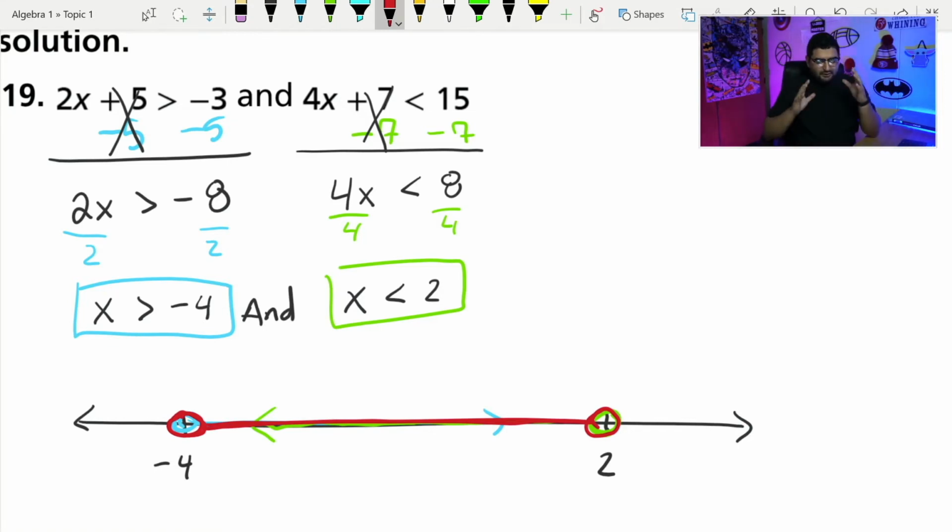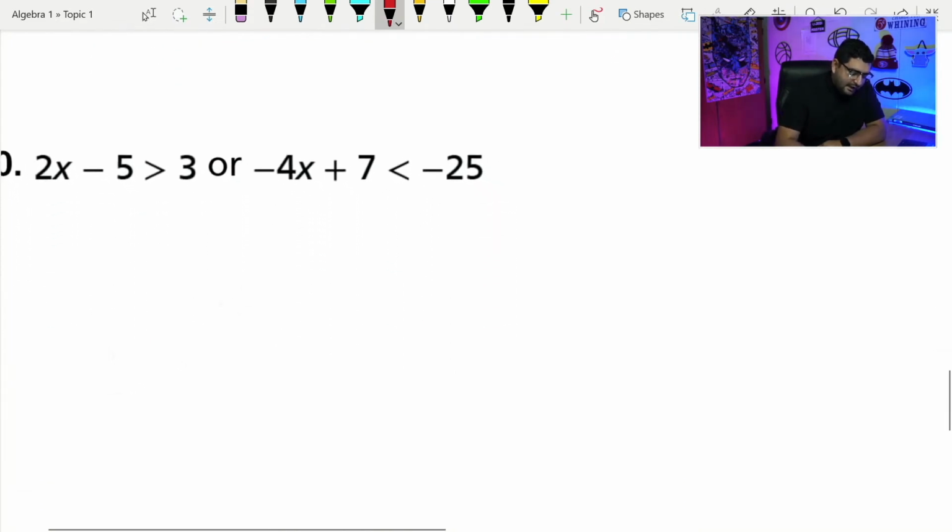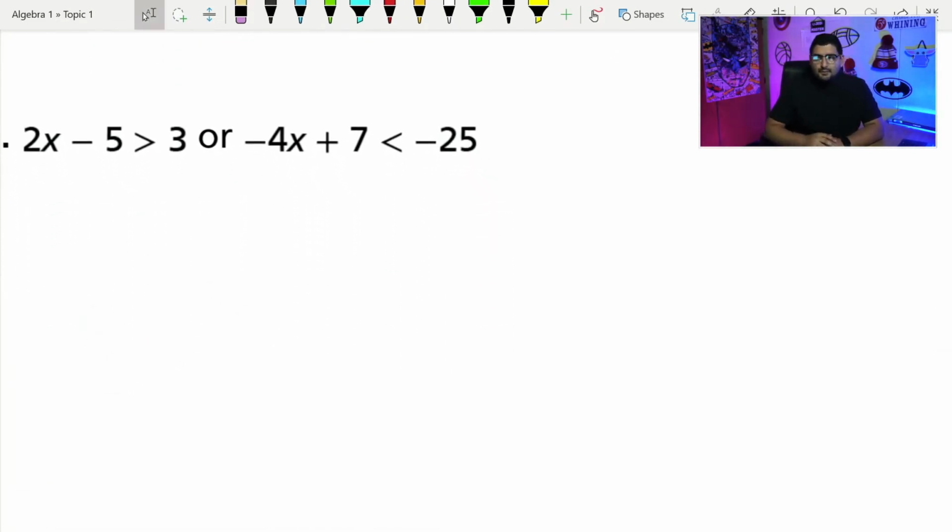So these are a couple examples of some compound inequalities. Now what we're going to do is look at an example that's technically a compound inequality problem, but at the end it doesn't look as if it were a compound inequality. Here we have this example. We're going to solve it just like we did the last one, going through two-step inequalities.